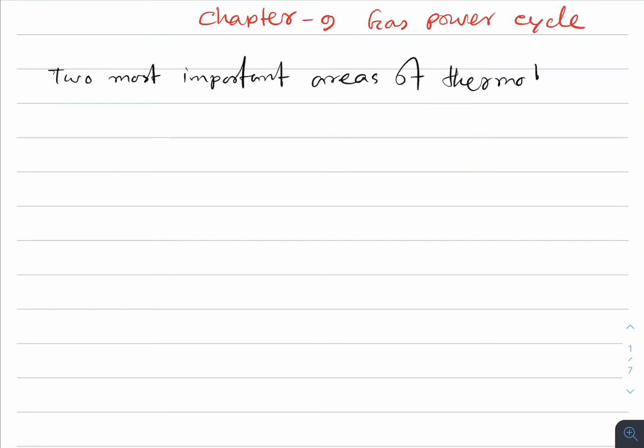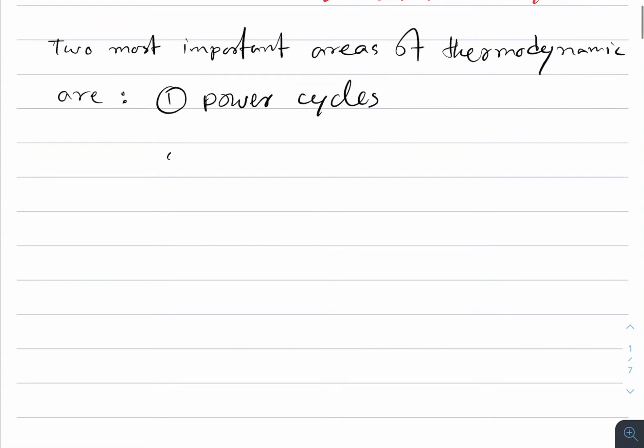So let me write it. Two most important areas of thermodynamics are: number one is the power cycles, and number two is the refrigeration cycle.